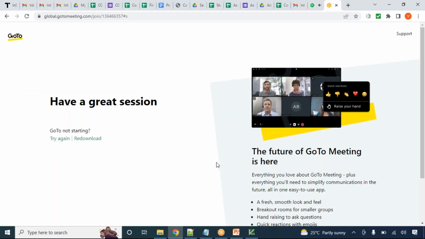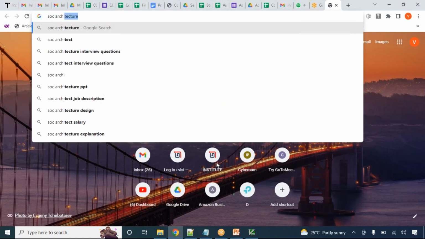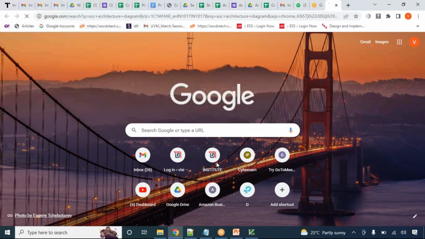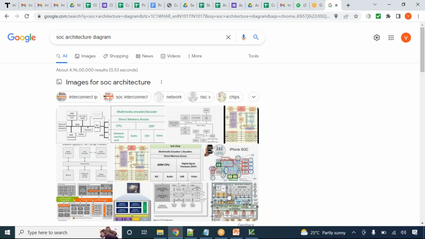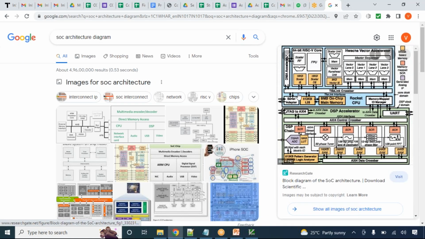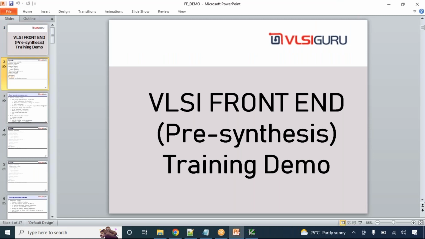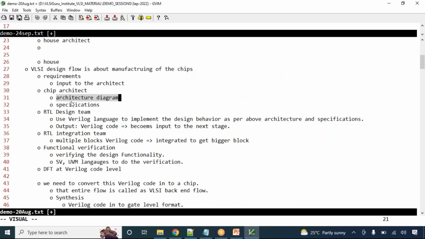We can just go to Google and search for SOC architecture diagram. Something like this. You see various blocks, how they are connected, what the interconnect is. Other than that, they will give a detailed specification about what those blocks are, how they are connected, everything. Okay, let's not get deep into this. Just understand that there is a diagram which tells the complete architecture, and a document which tells everything about how that design behaves.